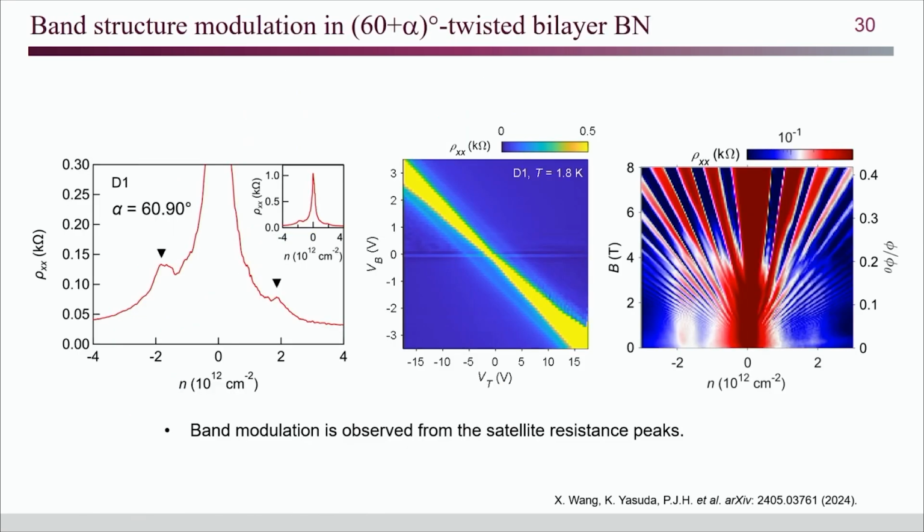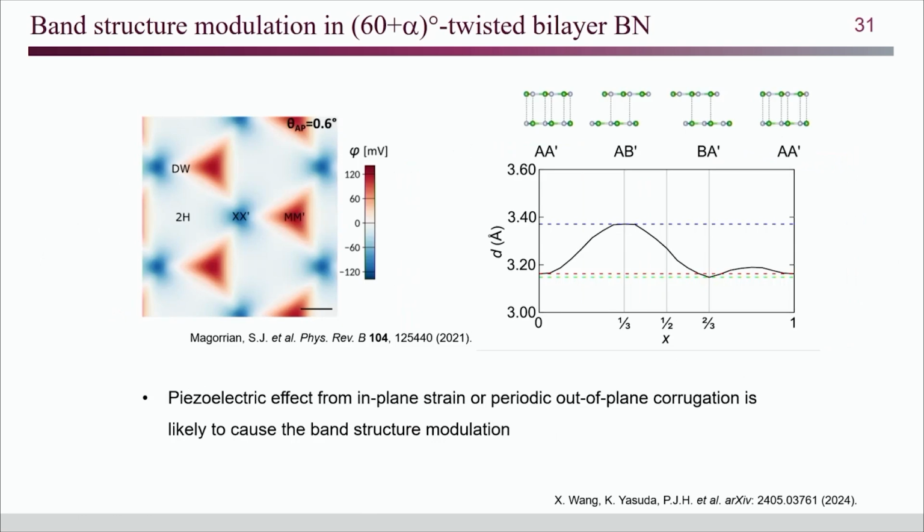However, in the experimental result, we actually still clearly see these satellite resistance peaks on the two sides of the central Dirac peak. At the same time, it's maybe more clear in this dual gate map for these two satellite resistance peaks and in this magnetotransport measurement. So they still clearly exist, and where does it come from? There are a few theoretical perspectives that we think of.